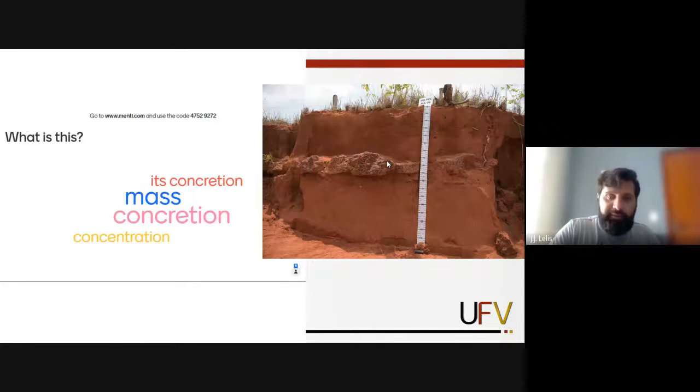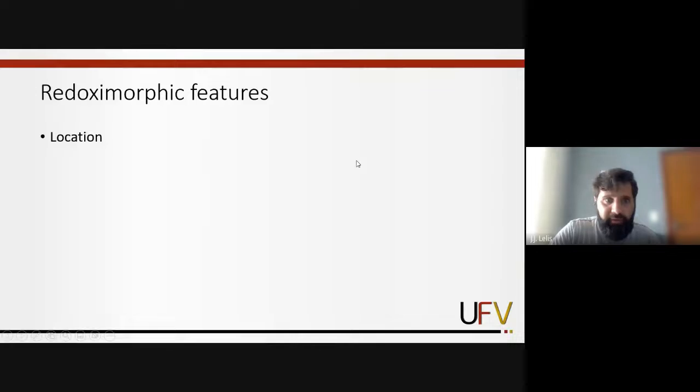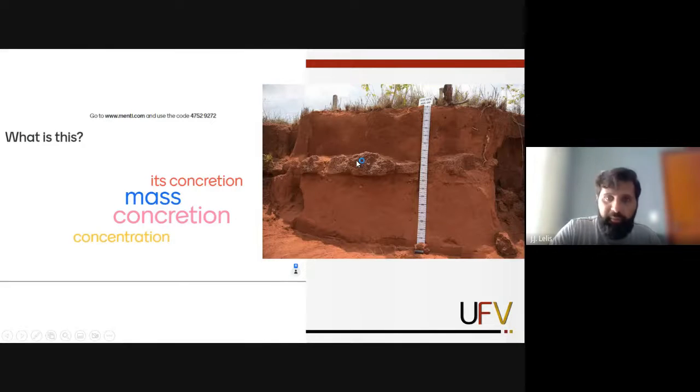Okay, this is a nodule because you can see a pattern. You can see a pattern here. You can see layers here, okay? So it's a nodule and an ironstone because you can see a lot of material cemented.